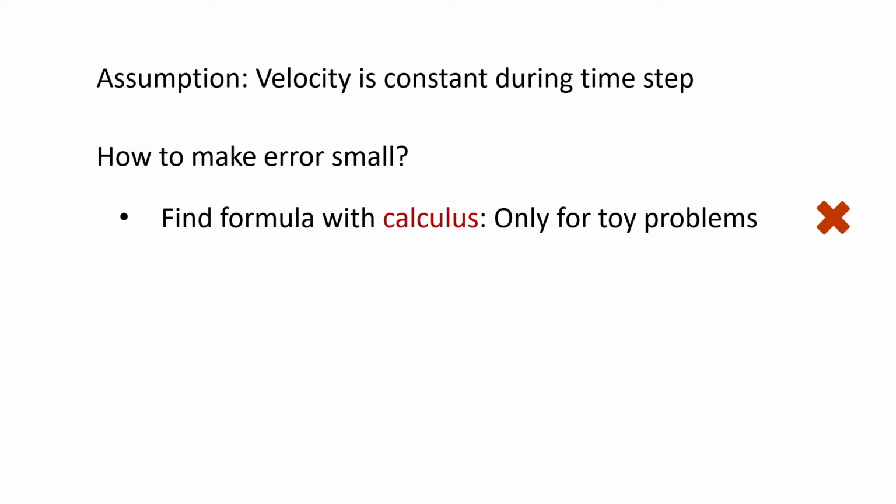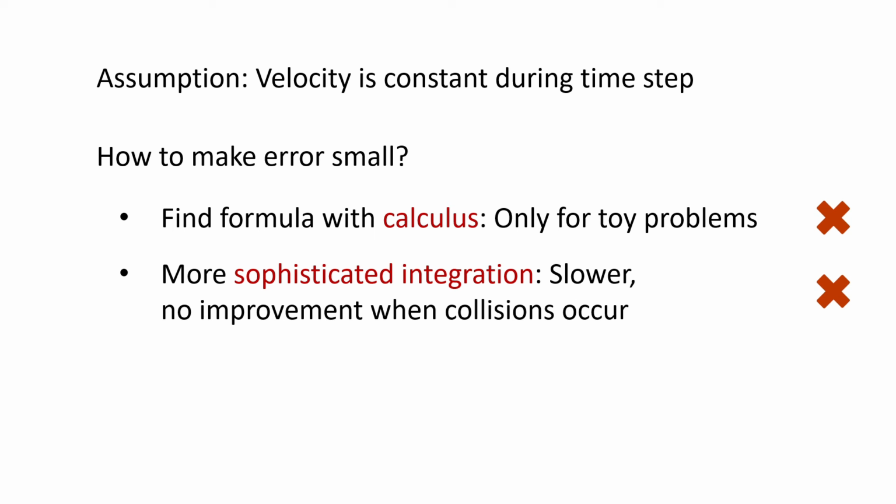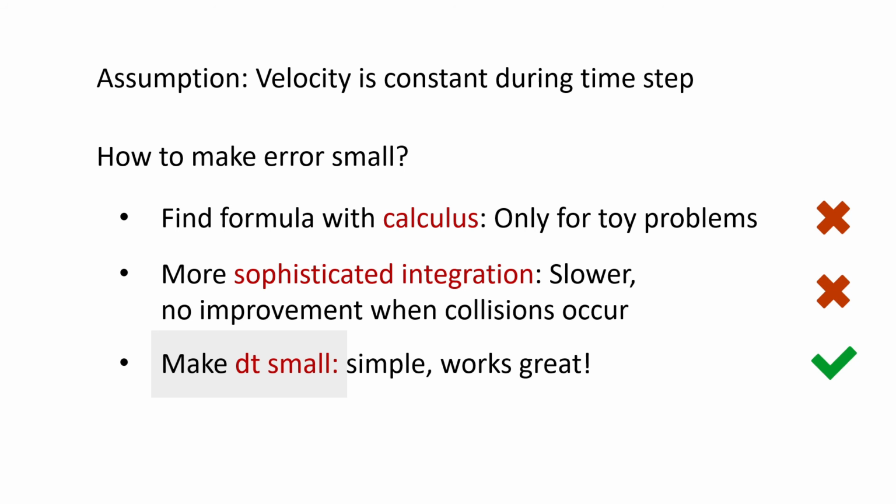One way is to use calculus to compute an explicit formula that describes the trajectory of our objects. Unfortunately, this only works for toy problems. Even for a double pendulum, it doesn't work anymore, as you will see in another episode. Another idea would be to use more sophisticated time integration methods. However, they're slower and no improvement when collisions occur. The easiest way to reduce the error is to make dt small. It's very simple and it works great.